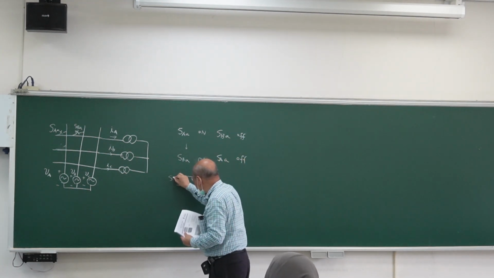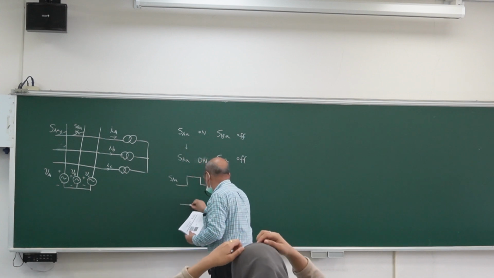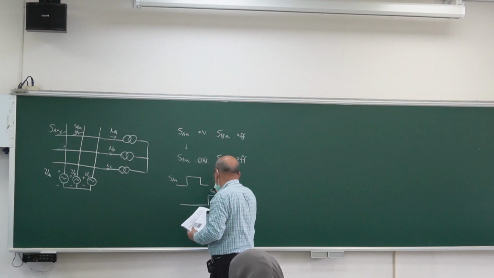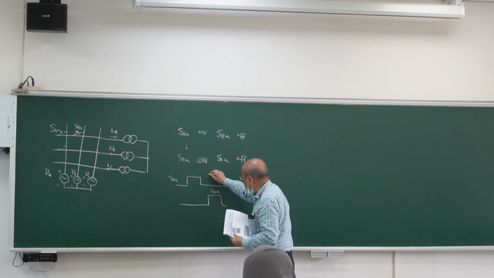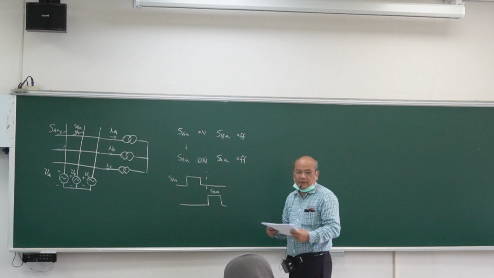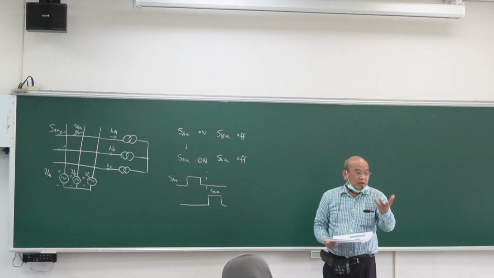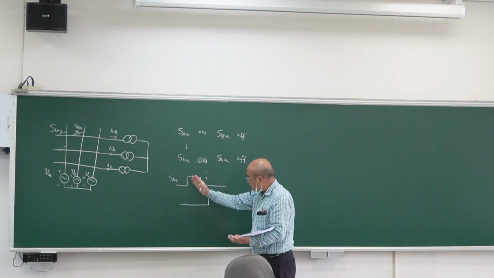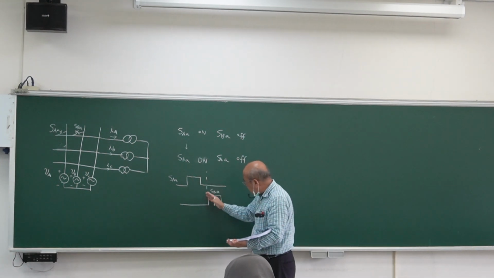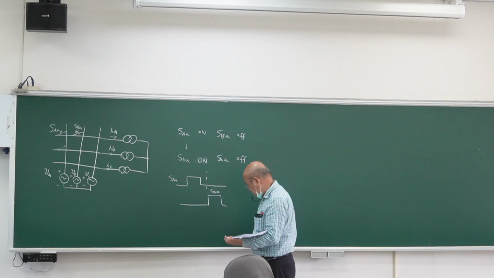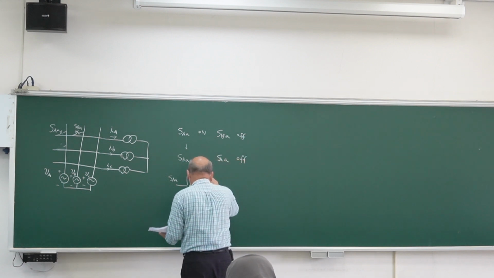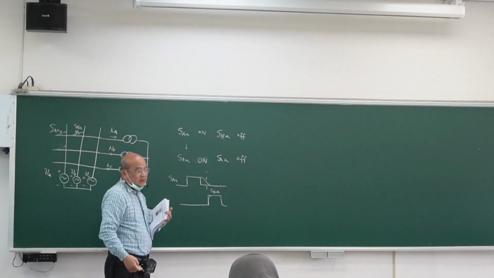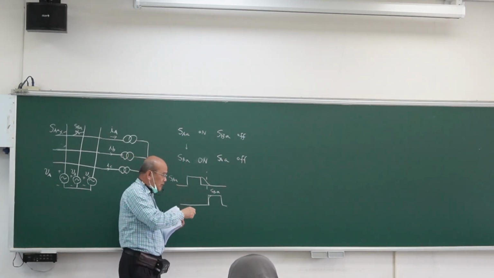We say SAA and then SBA. You say it is easy. We can turn off SAA and turn on SBA, right? If you turn off SAA, then turn on SBA, then overlap. Because this could be turned off, this could be turned on, then overlap, right? So you have to avoid overlap.